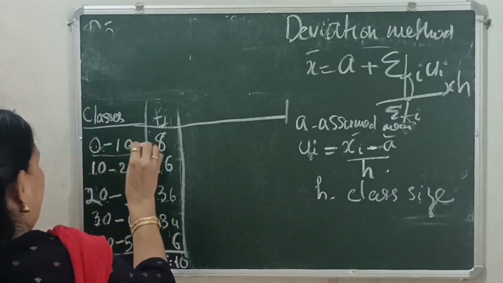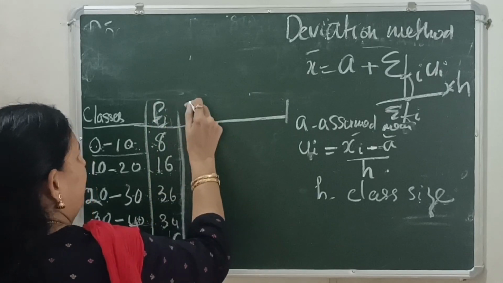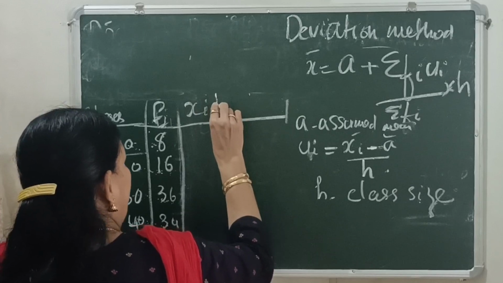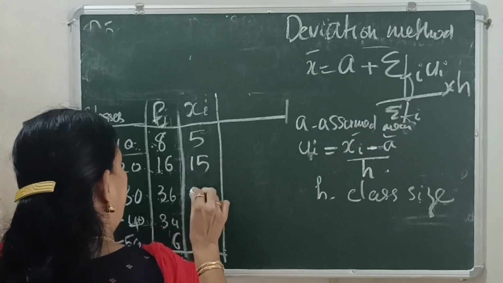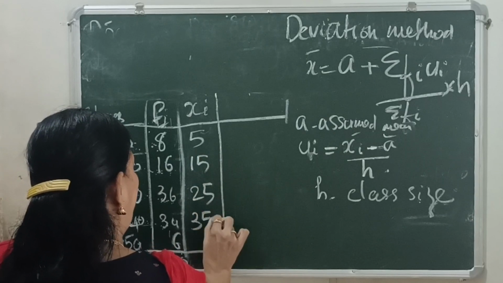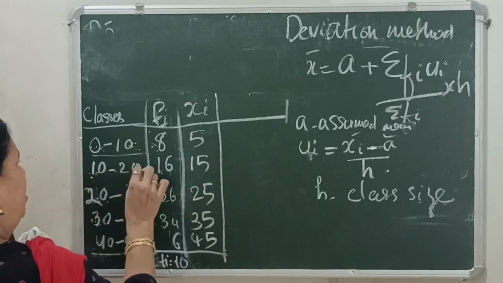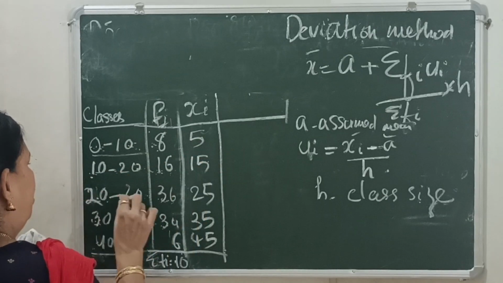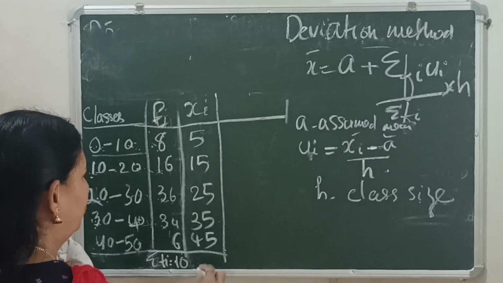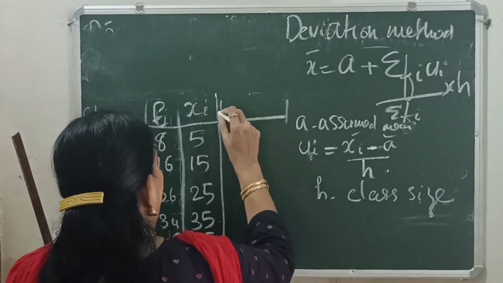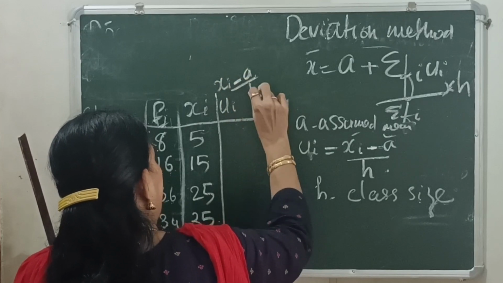We can find our classes: 0 to 10, 10 to 20, 20 to 30, 30 to 40 and 40 to 50, with fi. Then xi, as you have studied, is 5, 15, 25, 35 and 45, adding the two limits and dividing by 2. So 0 plus 10 by 2 is 5, 10 plus 20 by 2 is 15, 20 plus 30 by 2 is 25, 30 plus 40 by 2 is 35, 40 plus 50 by 2 is 45. Then ui is xi minus A divided by h.